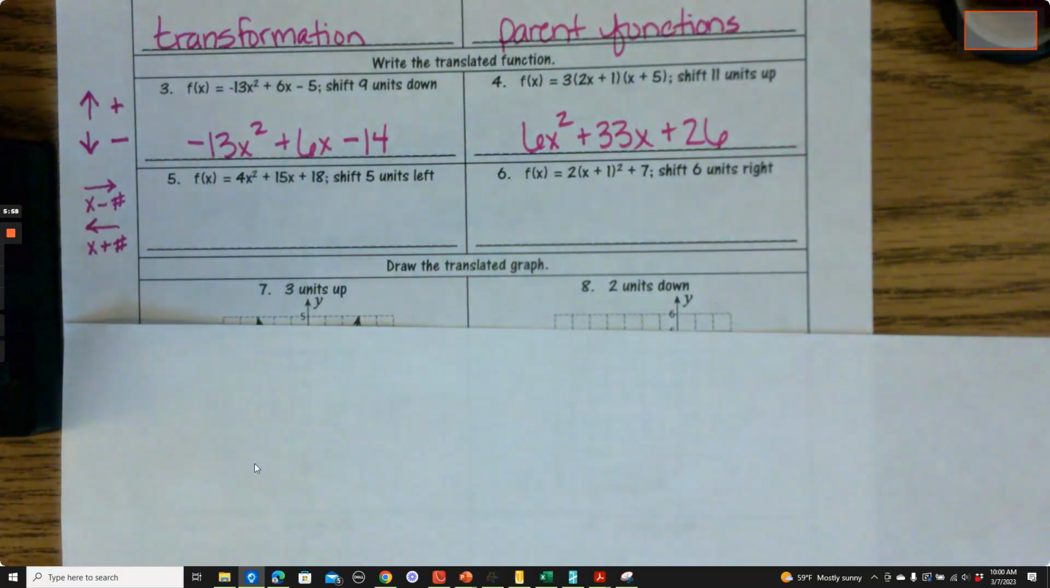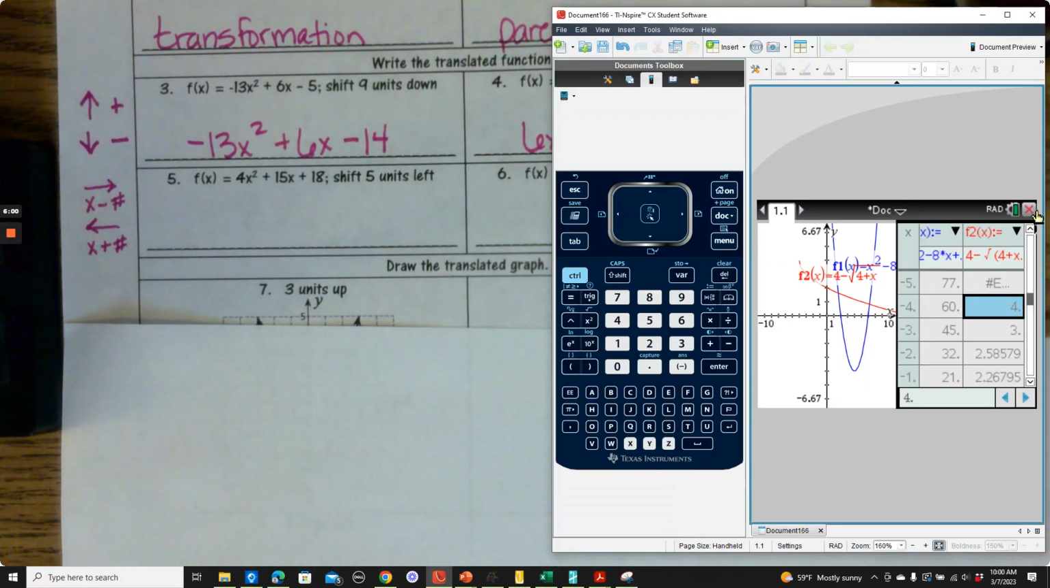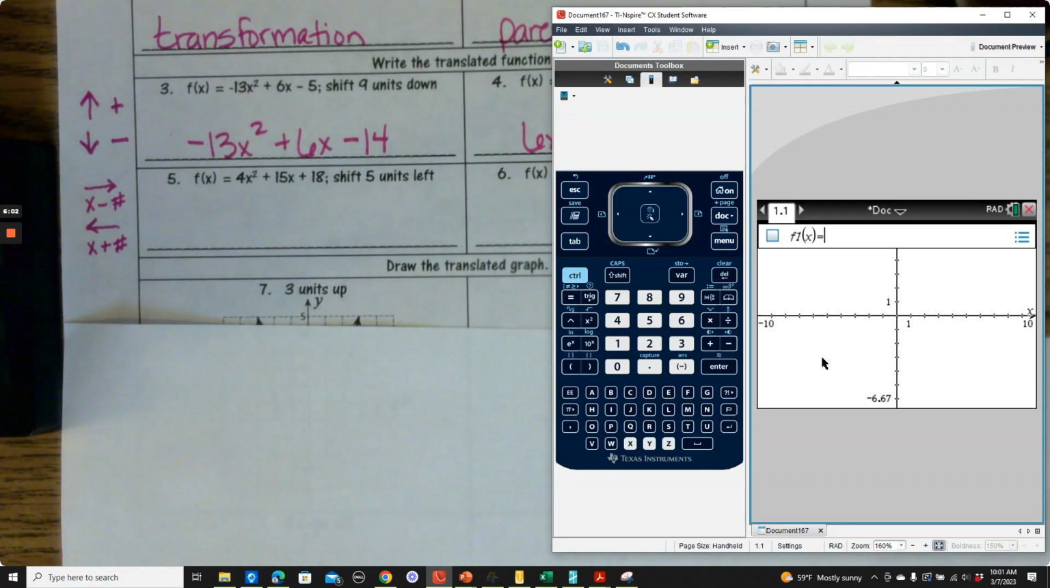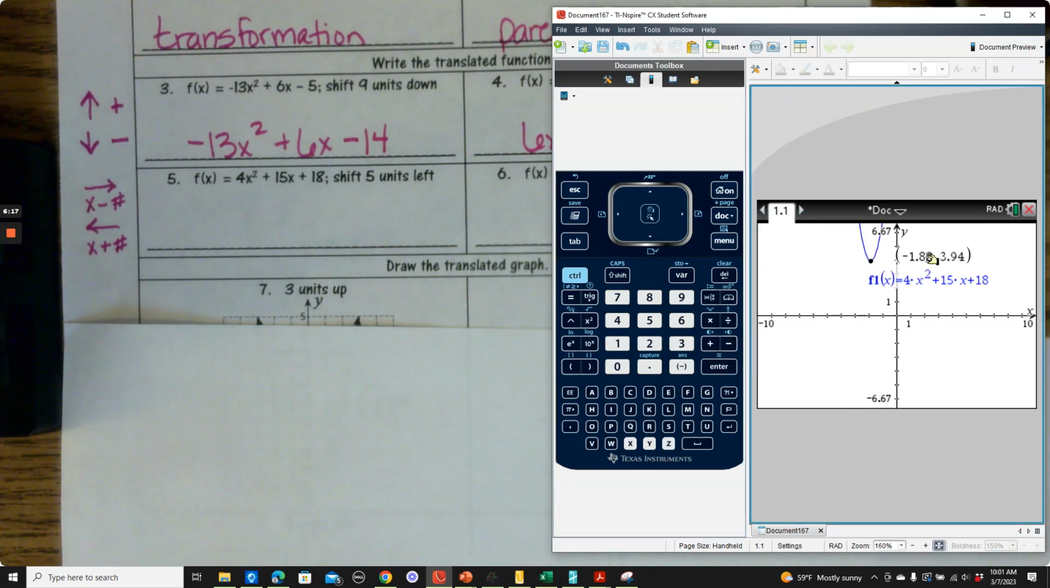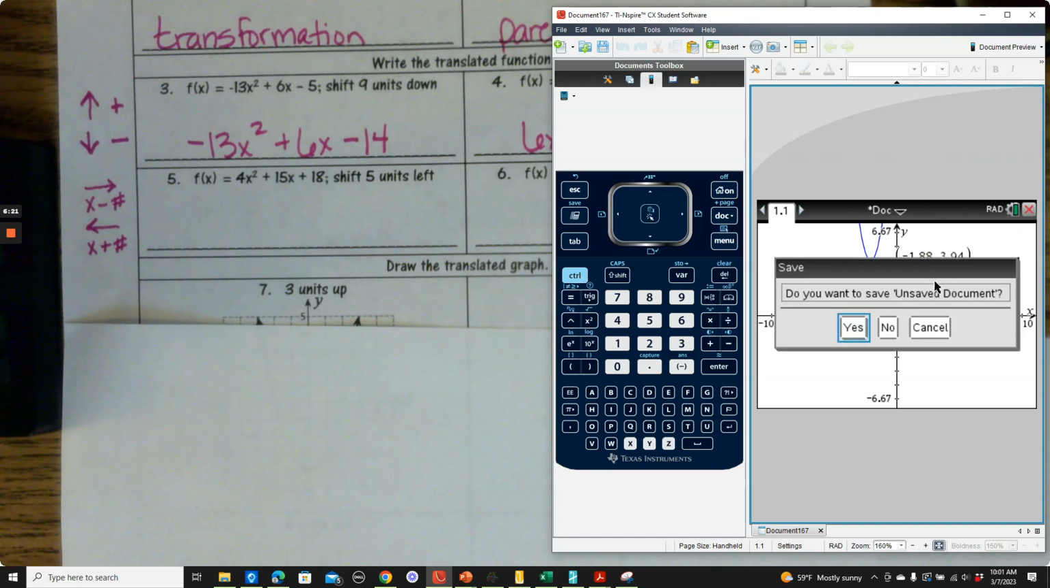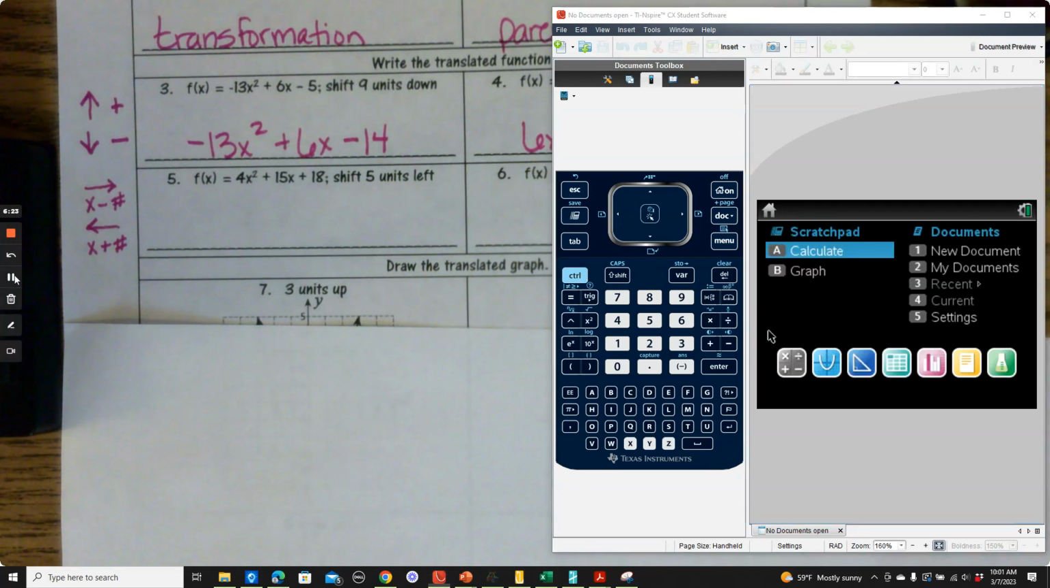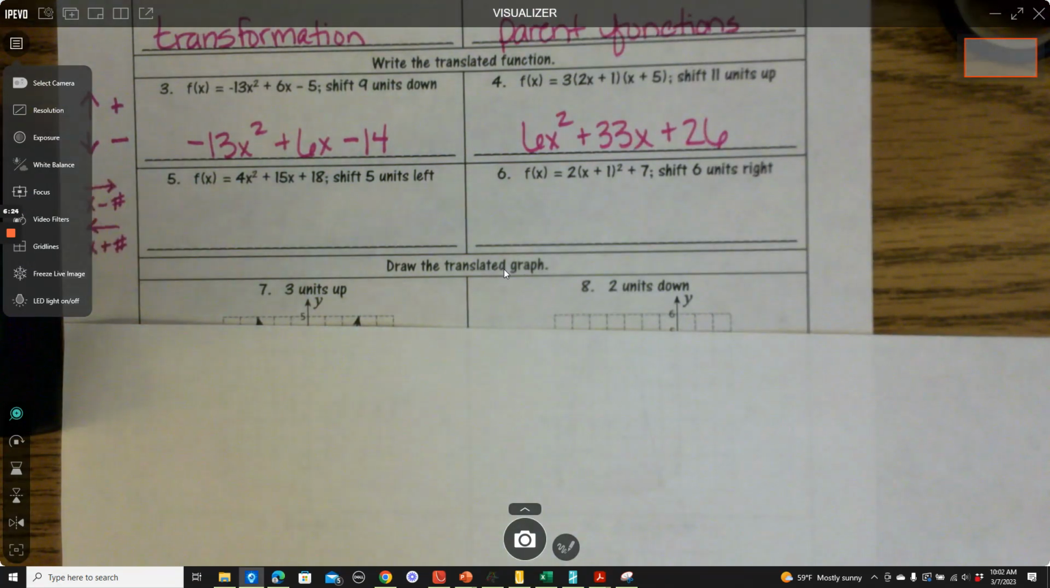I can take this function and I can put it in my graph. All right, 4x squared plus 15x plus 18. And then I can find the vertex. It's a minimum, so menu 6, 2. Ooh, that doesn't look right either, though. All right, let's look at number 6 really quick.